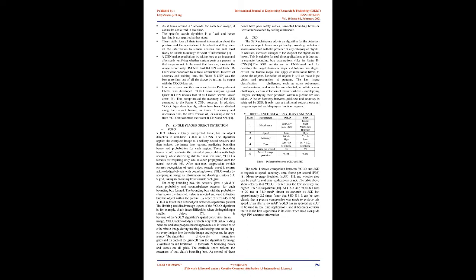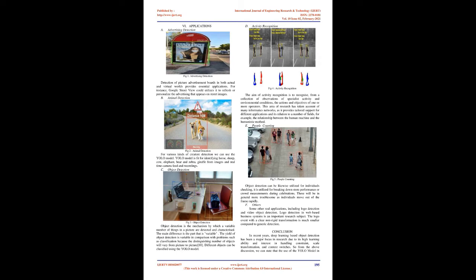Single-staged object detection. YOLO utilizes a totally different tactic. For object detection in real time, YOLO is a CNN. The algorithm applies the complete image to a single neural network and then divides the image into regions, predicting bounding boxes and probabilities for each region. These bounding boxes would evaluate the intended probabilities with high accuracy while still being able to run in real time. YOLO is famous for requiring only one forward propagation over the neural network. 6. After non-max suppression, which ensures recognition of each object exactly once, it returns recognized objects with bounding boxes.